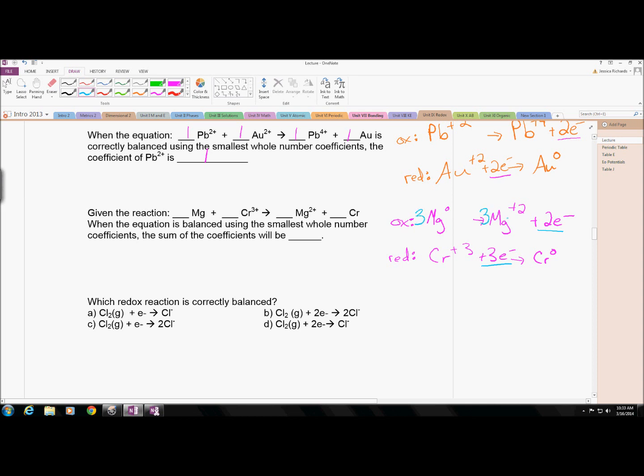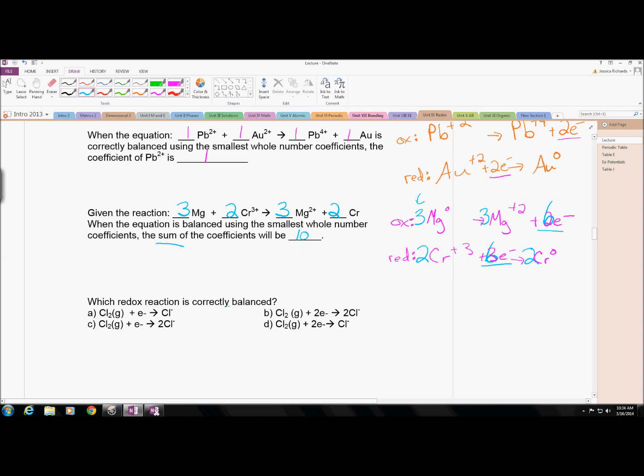3 magnesium atoms will have to make 3 magnesium ions in order to lose a total of 6 electrons. This equation then will have to get multiplied through by 2. 2 chromium plus 3 ions will have to gain a total of 6 electrons to become 2 chromium zeros. Then these coefficients are the ones that go into place. So where there is magnesium 0, we put a 3. Where there's a chromium plus 3, we put a 2. Where there's a magnesium plus 2, we put a 3. And where there's a chromium 0, we put a 2. And then this question wants the sum of all of the coefficients. So 3 plus 2 is 5, and 5 plus 5 is 10.